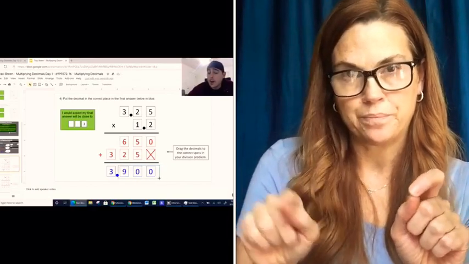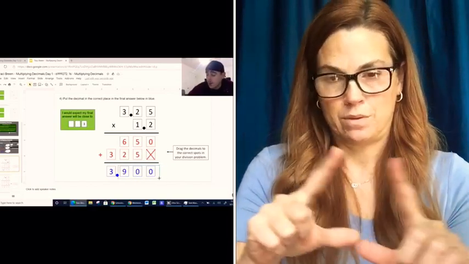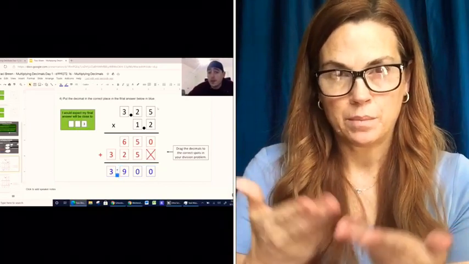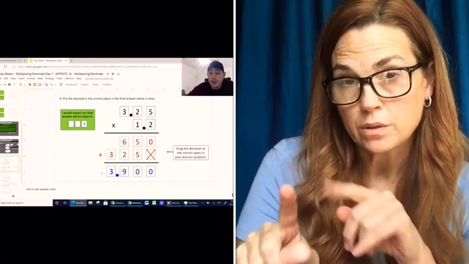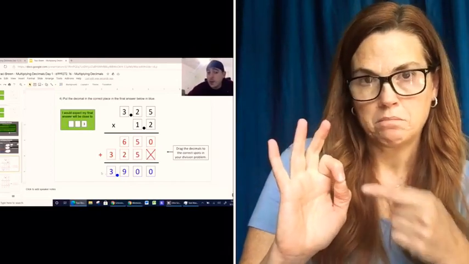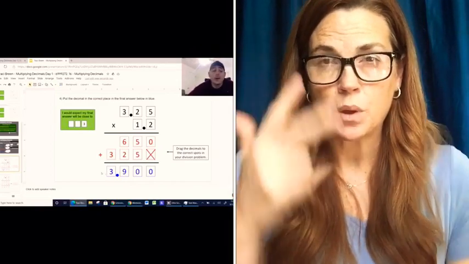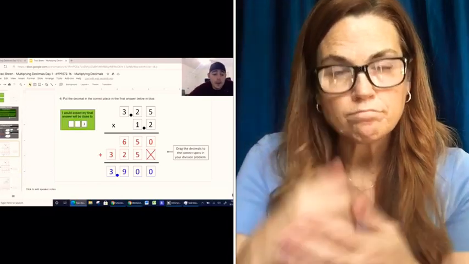Notice how I have 3 boxes down here to the right of my decimal. Those are the 3 digits. Up here I have 1, 2, 3 boxes to the right of my decimal. And so my final answer is 3.9, which is close to 3. So hopefully this is making sense.